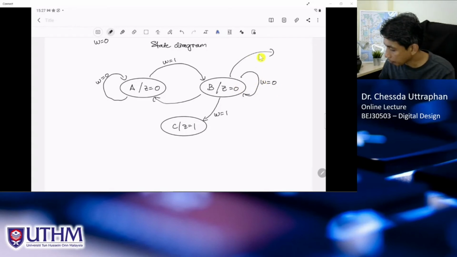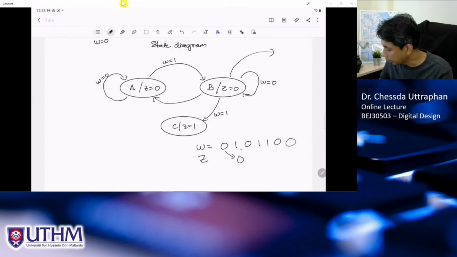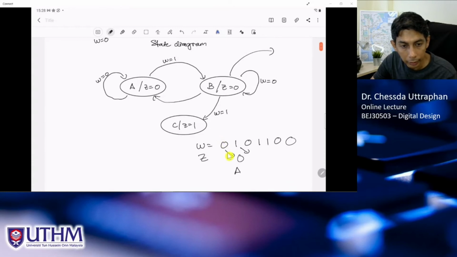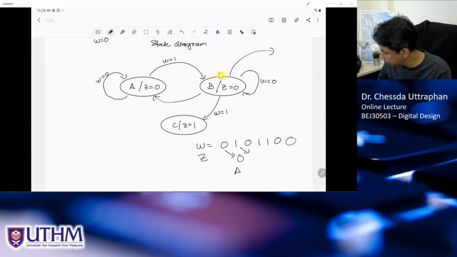So what happened is that, for example, the sequence is like this: 0, 1, 0, 1, 1, 0, 0. So Z should be, if 0, still 0. If 0, we stay at state A for the next cycle, because W equals 0, right? We stay at A, and when 1, we will go to B, and Z should be equal to 0.